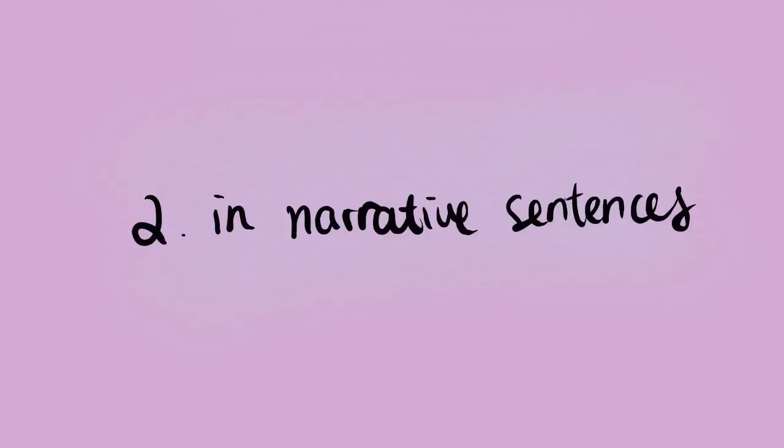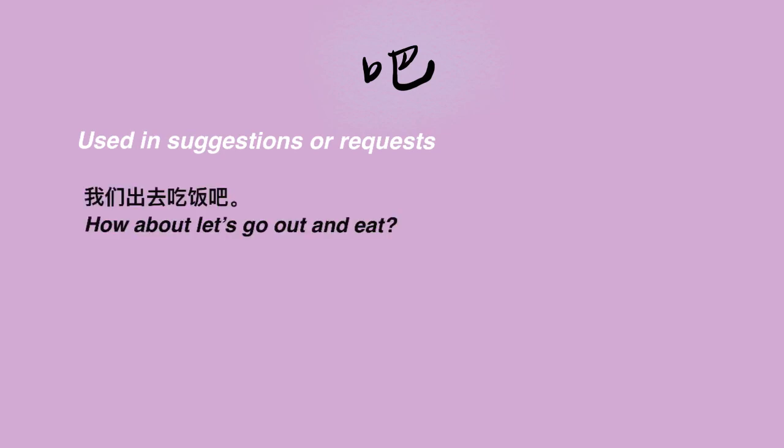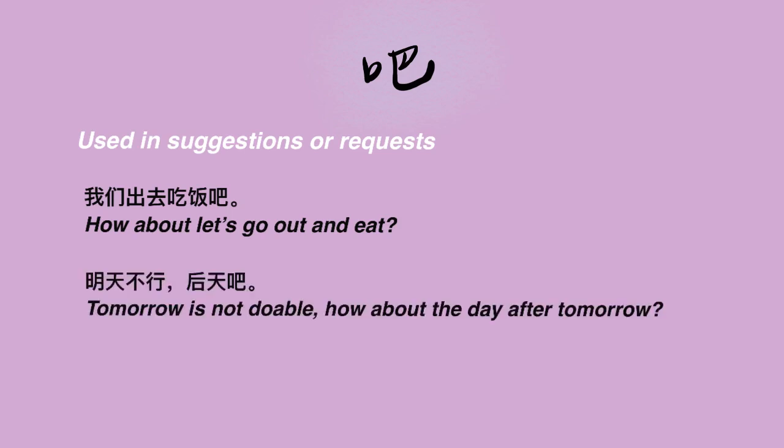The second category is when they're used in narrative sentences. Ba is more often used in a suggestion or a request. For example, 我们出去吃饭吧? How about let's go out and eat? So you're making an offer. 明天不行，后天吧? Tomorrow is not doable, how about the day after tomorrow? So again, you're making a suggestion.